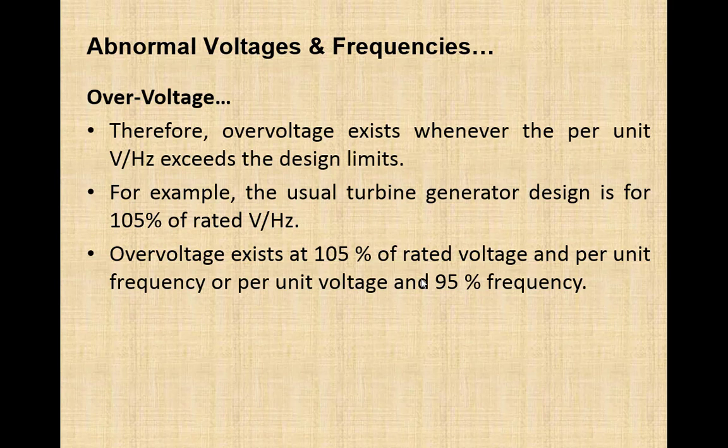So this ratio will result in overexcitation. Similarly, overexcitation will exist if we have a rated voltage and frequency equal to 95%. So this ratio again will become greater than 105%. So it means a machine operated at slightly higher voltage as well as at higher frequency does not cause any problem as long as this ratio of voltage to frequency remains within the limit.